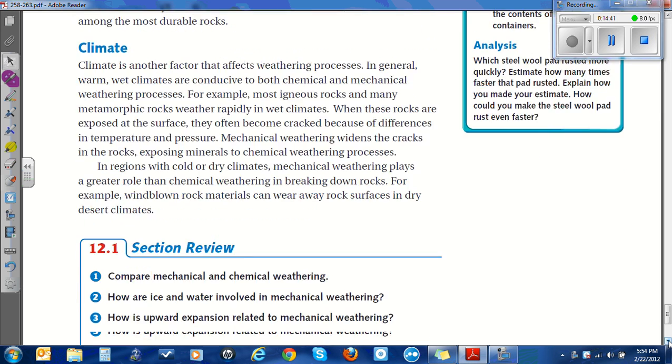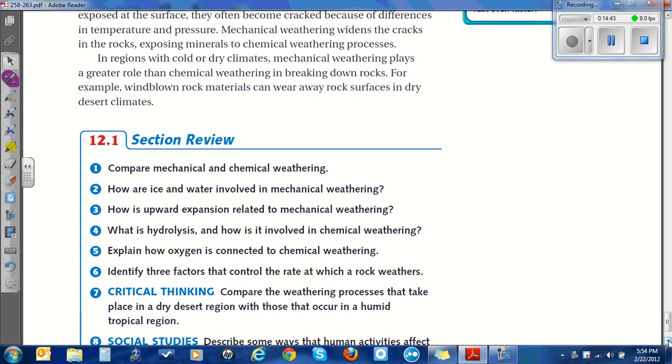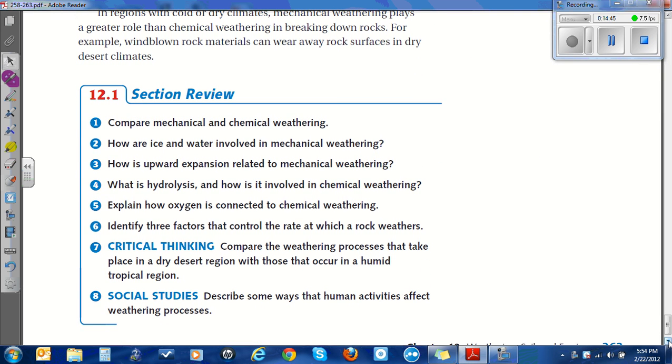At this time, you need to answer questions 1 through 8. You can use the back of that notes sheet I handed out, and I will collect them at the end of class.